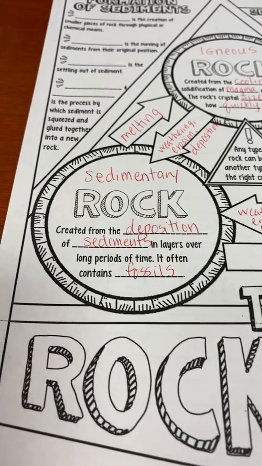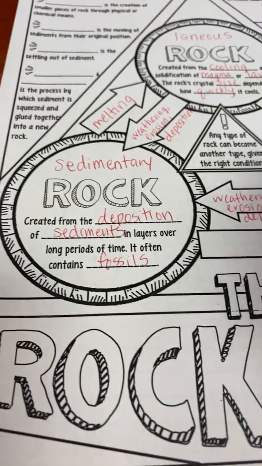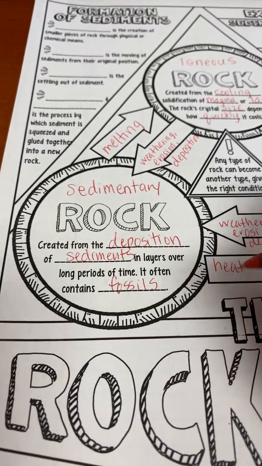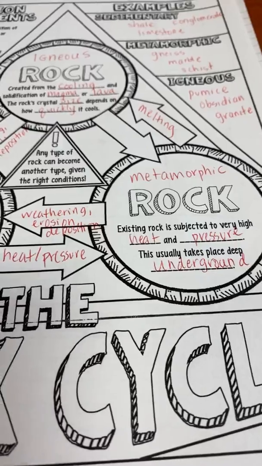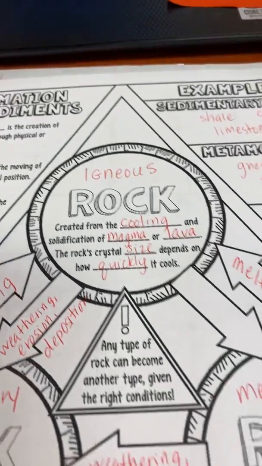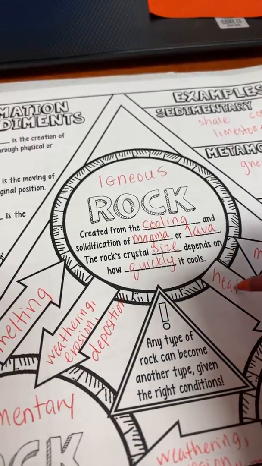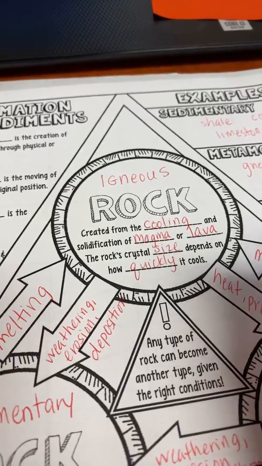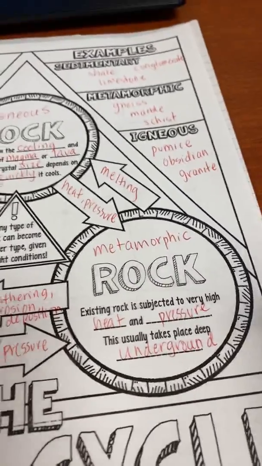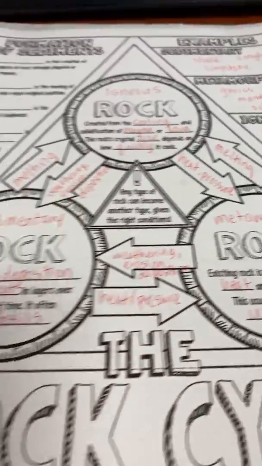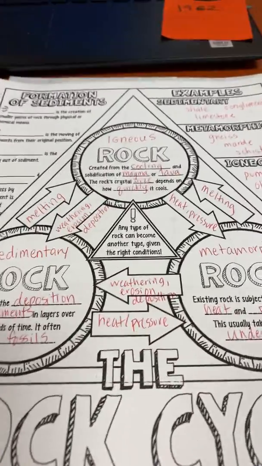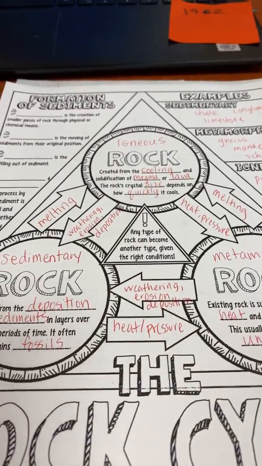And then we can have heat and pressure. So if we go from sedimentary and there's heat and pressure, that's going to become a metamorphic rock. Same thing if we go from an igneous rock and we apply heat or pressure, that's going to become a metamorphic rock. So sedimentary, heat and pressure becomes metamorphic. Igneous, heat and pressure becomes metamorphic. So we can see how we can change from any of those rocks at any time to another one.